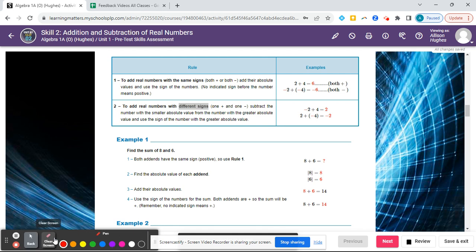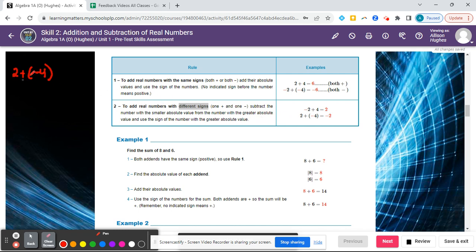2 plus negative 4 equals negative 2. So I'm going to go ahead and write this off to the side over here. 2 plus a negative 4 equals negative 2. And we're just going to see if, in fact, it does equal negative 2. So we're going to follow those rules right here. So it says subtract the number with the smaller absolute value from the number with the greater absolute value.